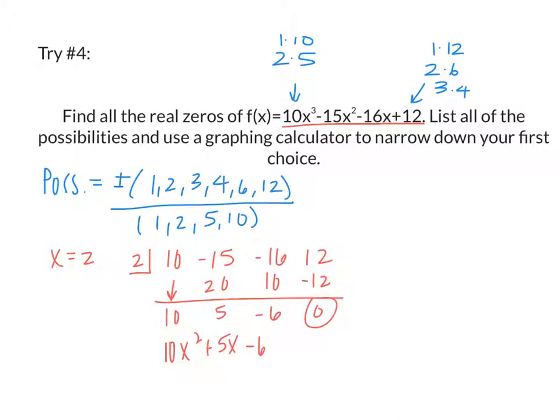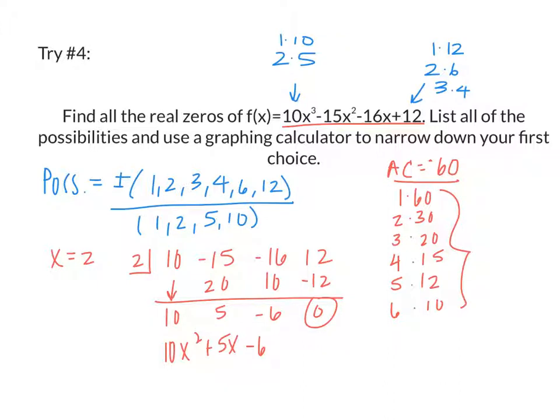And then we would use AC to continue to factor. AC would be 10 times 6, which is 60. Really, we have negative 60. So that's 1 and 60, 2 and 30, 3 and 20, 4 and 15, 5 and 12, 6 and 10. What happens is none of these work to give me 5. Because none of them work, then x equals 2 is the only real zero of the function.